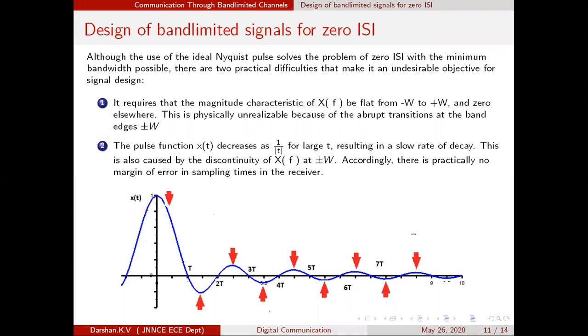Suppose there is a problem in your circuitry, or you may not be able to design a circuitry which takes samples exactly at t seconds. Then what is going to happen? Instead of t equal to 0, you are taking the sample over here, shown by the red arrow mark. Instead of taking samples at every t instant, by chance we are losing that particular time, and I'm taking the sample at some other instant.